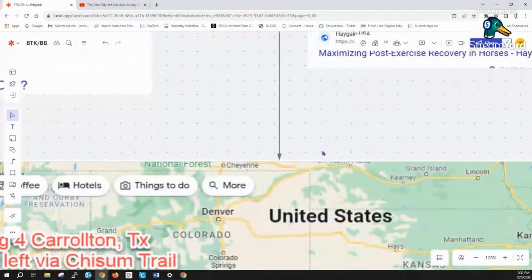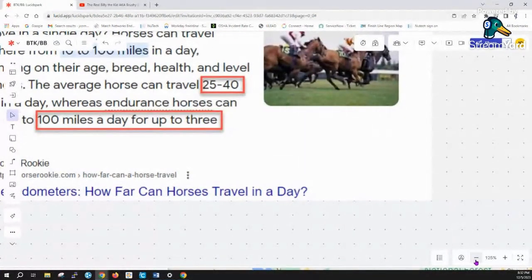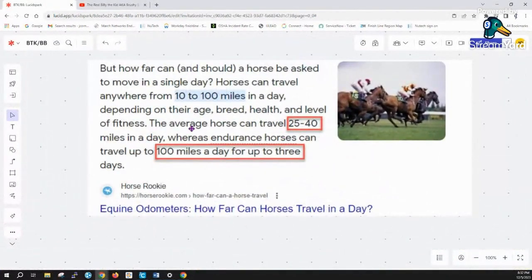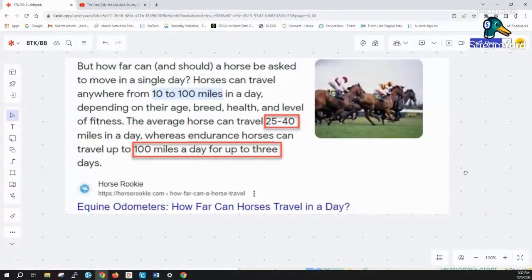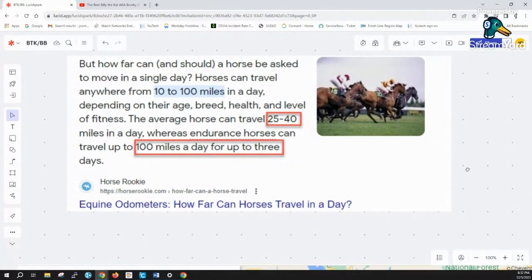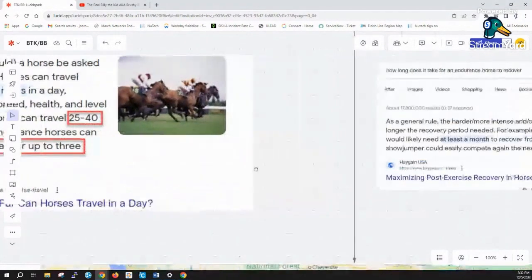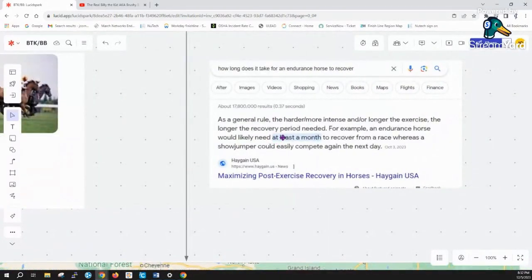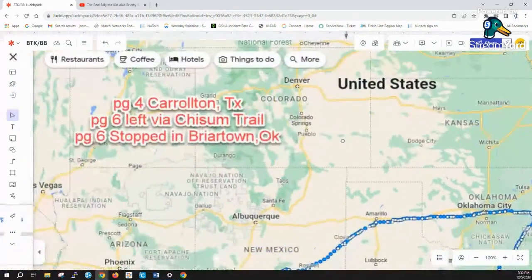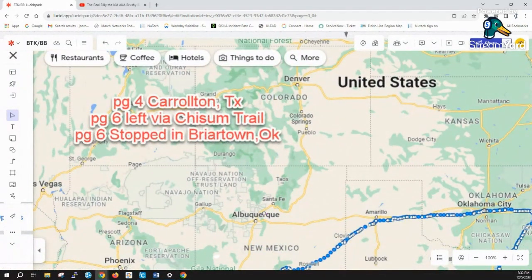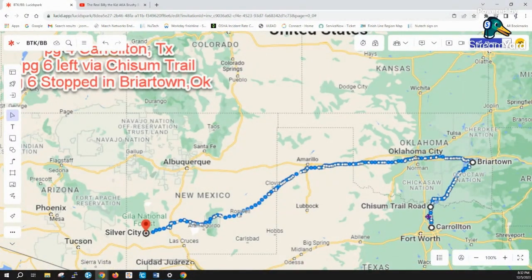I had to put this in here because I'm not an equestrian guide, so I don't know. The average horse can go 25 to 40 miles in a day. An endurance horse can go up to 100 miles a day for 3 days. My other question was, if an endurance horse goes 100 miles for 3 days, after 3 days you have 300 miles. How long does it take for that horse to recuperate? So I Googled that. It's a month, or thereabouts. So the issue I've got with this, page 4, they're in Carrollton, Texas. Page 6, he leaves via the Chisholm Trail. Page 6 stops off in Briartown.